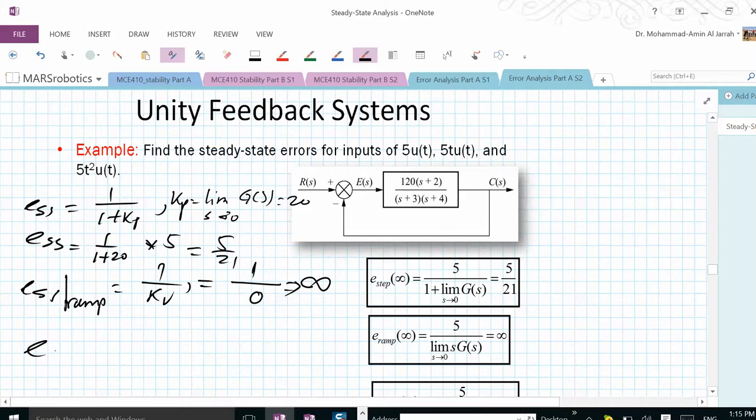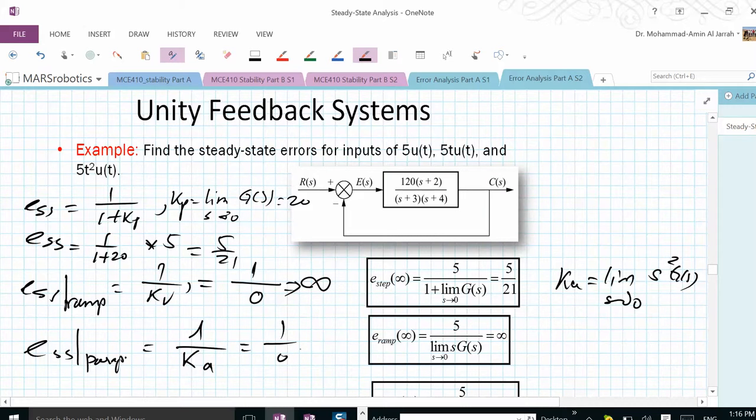And what about ess to parabola? It is 1 over Ka, acceleration constant. What is Ka? Ka is the limit as s goes to 0 of s squared G(s). And what is this equal to? It is infinity.